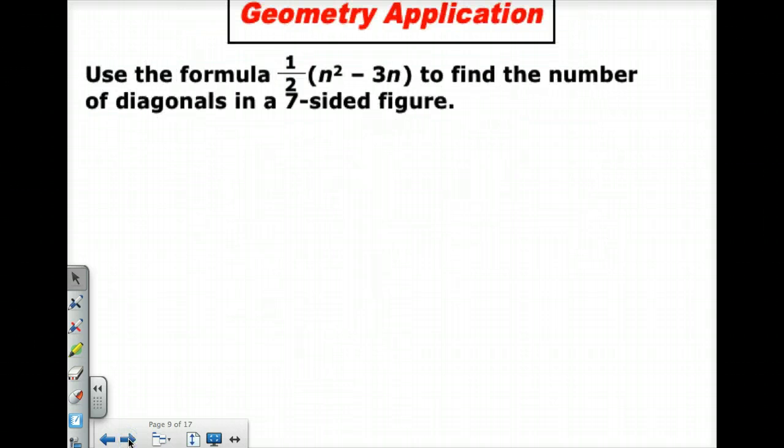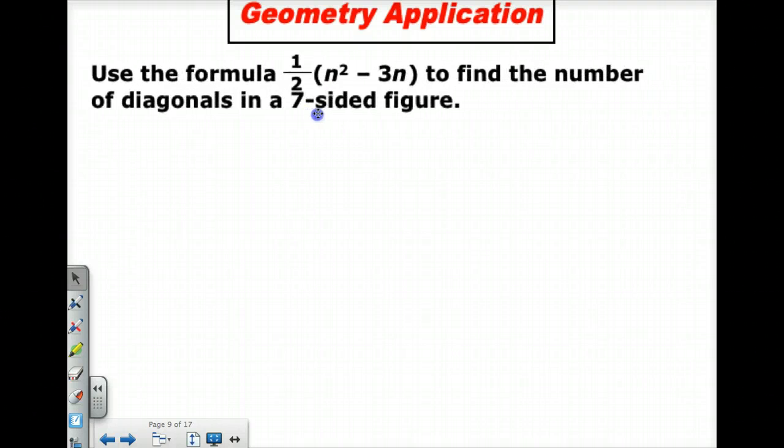The last portion of our lesson, we are going to apply exponents to a geometry application. We are going to find the number of diagonals in a 7-sided figure. And the way we're going to find this out is by using the expression that's been given to us. Because we have a 7-sided figure, 7 is the value we are going to substitute in for n. N stands for the number of sides that a figure has.